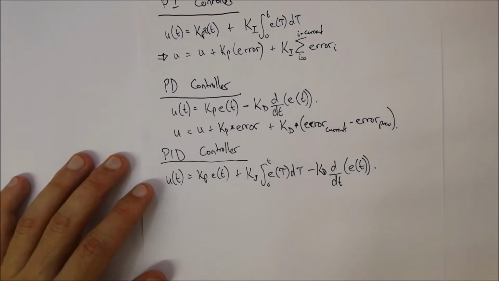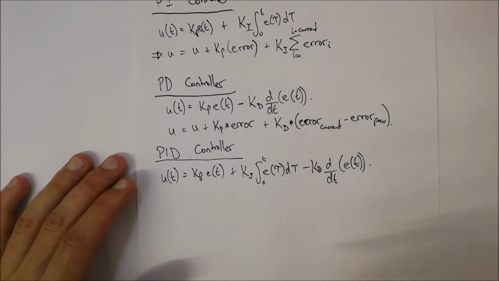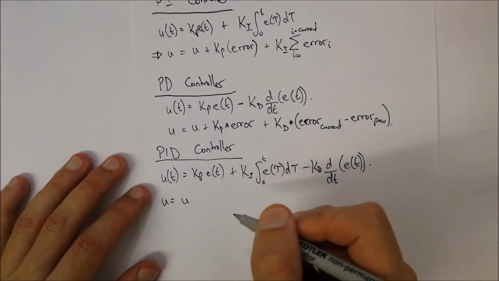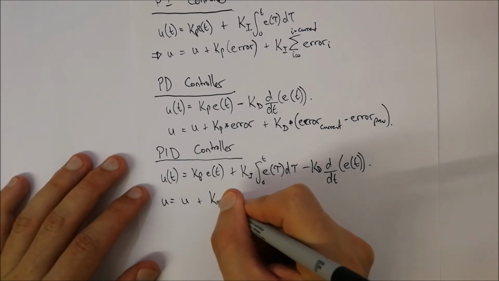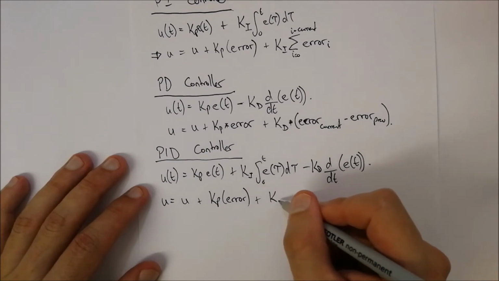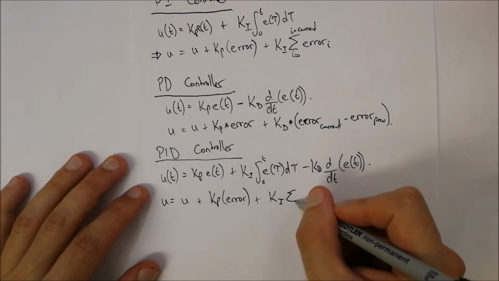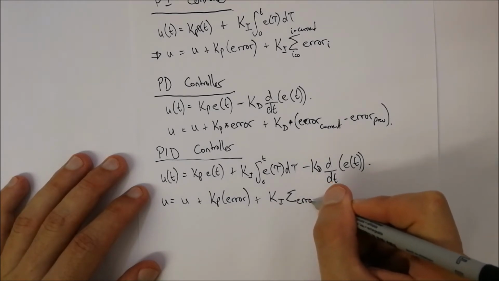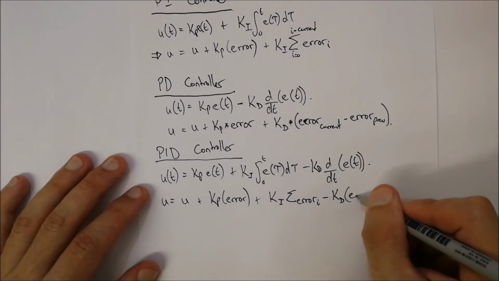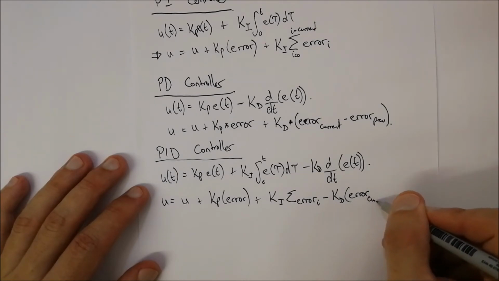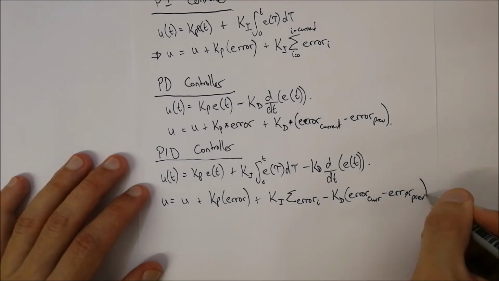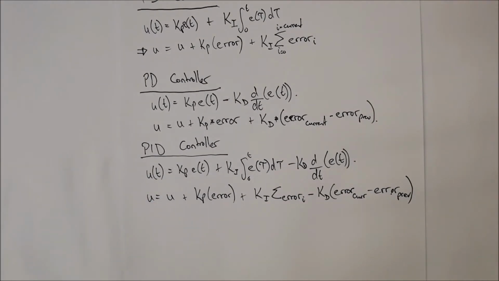So looking at this now, if we had to put that into an expression that we would probably use in coding, u is equal to, remember u is our output, whatever the output was, plus Kp multiplied by our error, plus Ki multiplied by the sum of our errors i, minus Kd of our current error minus our previous error.